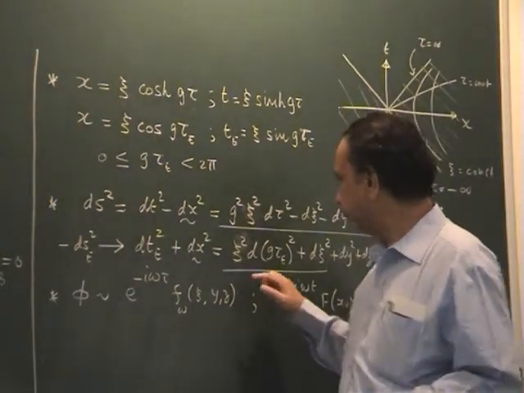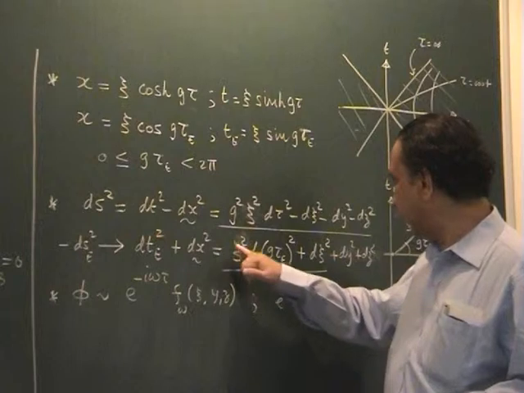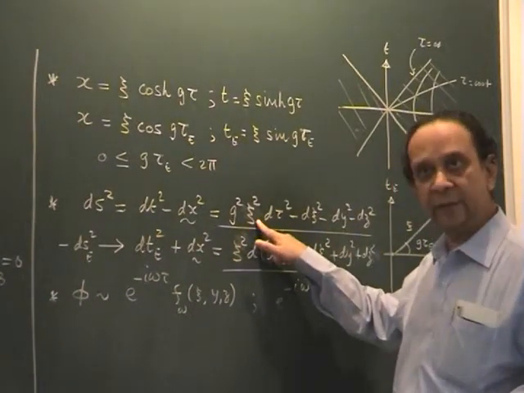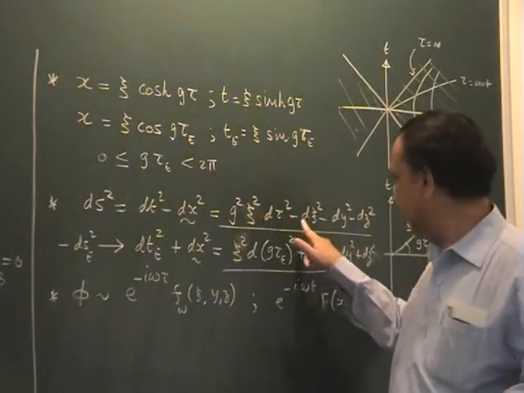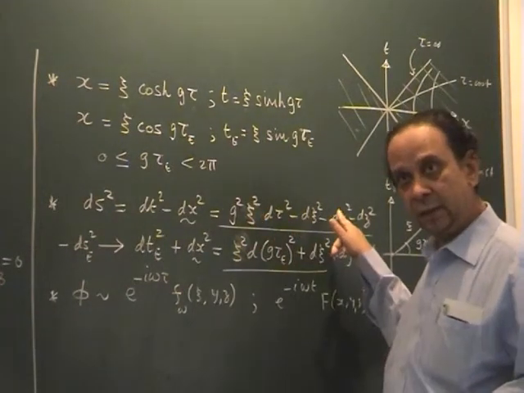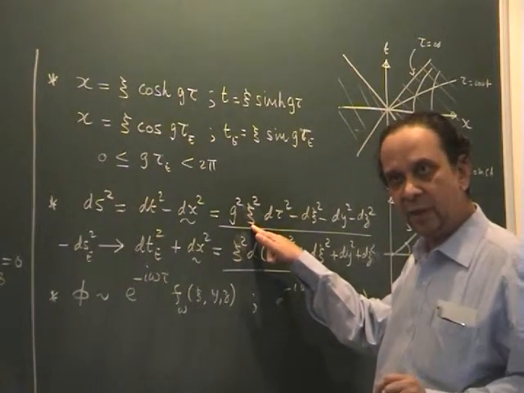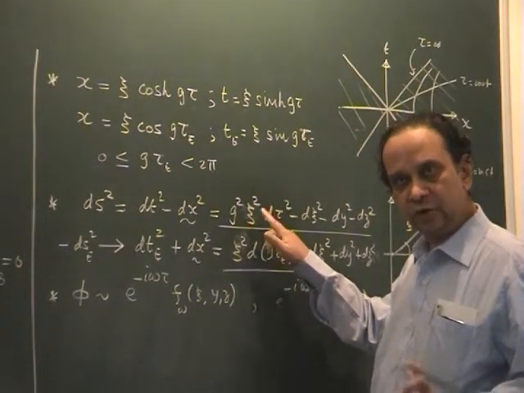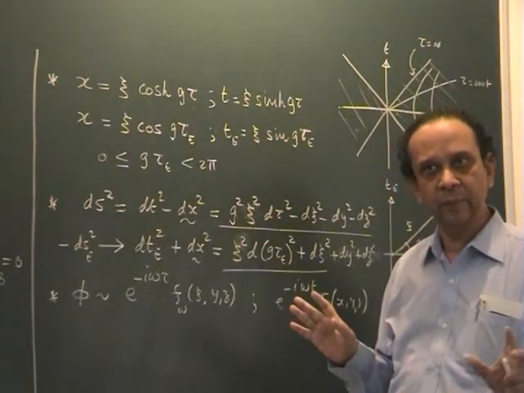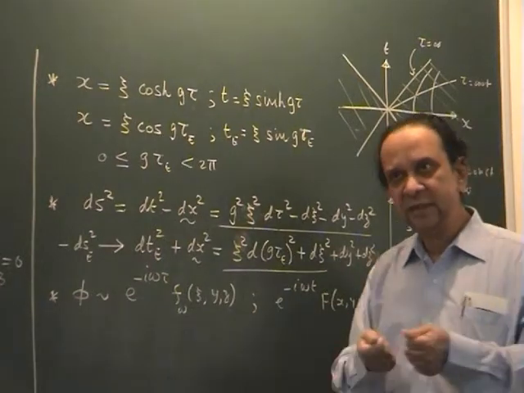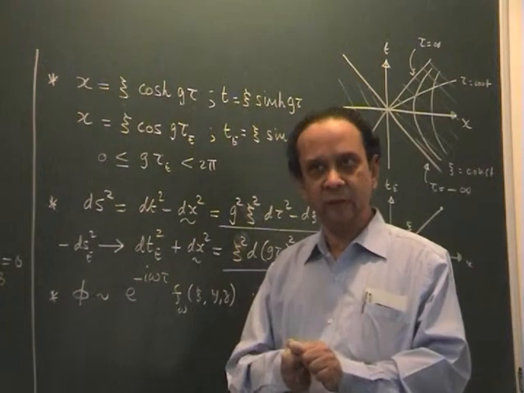Okay, so this particular metric, if you look at it, you can see that there is only one non-trivial metric coefficient. Everything else is 1, 1, 1. That non-trivial metric coefficient depends on psi, but it does not depend on tau. So the metric is independent of tau. So if you write down the wave equation, all the parameters in the wave equation will be independent of tau.